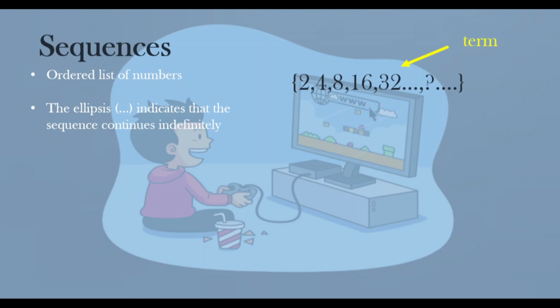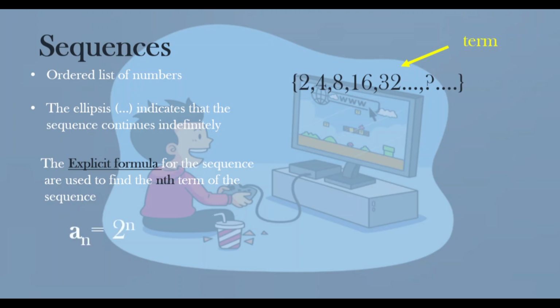For that reason, a more efficient way to determine a specific term is by writing a formula, which we call an explicit formula. Hence, the explicit formula for the sequence is used to find the nth term of the sequence. For example, if you want to find the fifth term of the sequence, you will simply substitute n equals 5. In our example, each number is double the previous number, so we can use powers of 2, which can be shown below. The first term is 2, second term is 4, third term is 8, and so on.